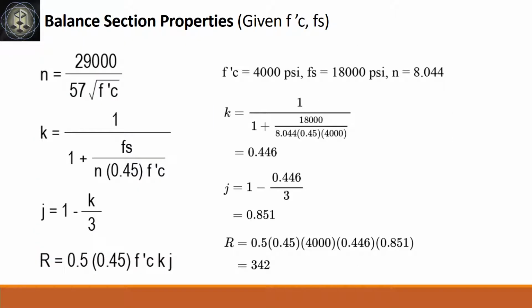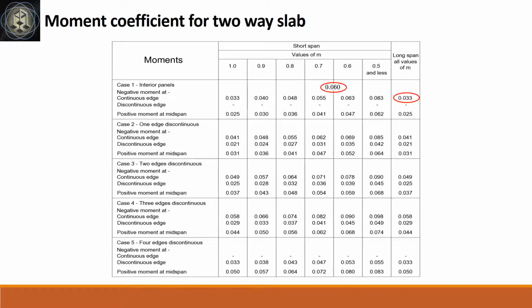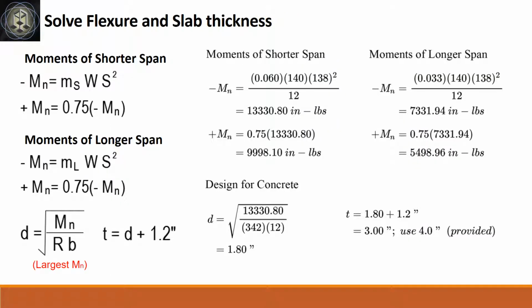psf. Given Fc prime equals 4000 psi, Fs equals 18,000 psi, the balanced section properties are as follows: N equals 8.044, K equals 0.446, J equals 0.851, R equals 342. The ratio M is 0.636. Moment coefficient for short span is 0.06 through interpolation and 0.033 for long span. Proceed to flexure and slab thickness.